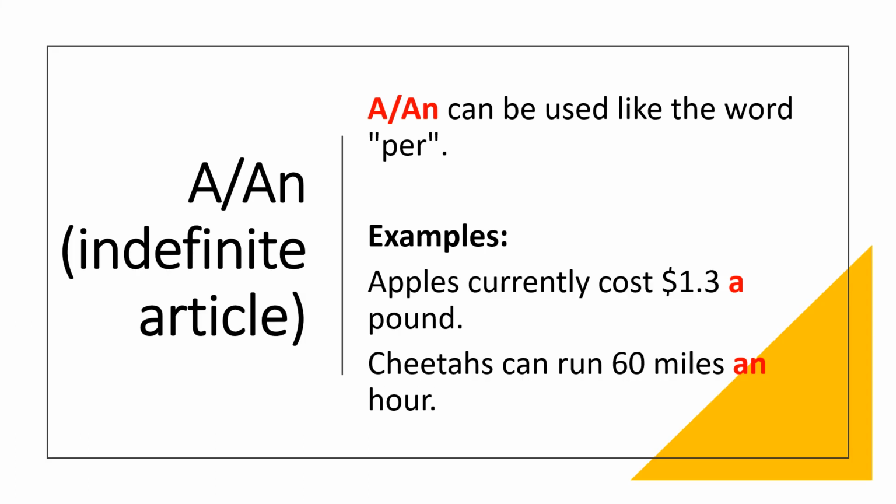A or an can be used like the word per. For example, apples currently cost $1.30 a pound. Cheetahs can run 60 miles an hour.